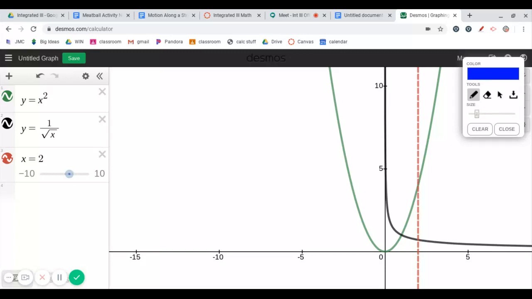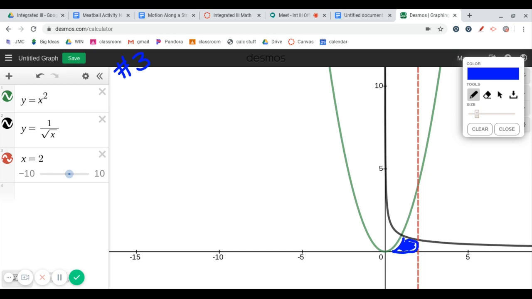Everybody, this is a video solution for number 3 in the volumes practice. So we are looking to rotate the region bounded by y equals x squared, this green line, and y equals 1 over the square root of x, which is this black line, from 0 to 2. That's why I have this dotted red line. That's x equals 2. So we're going to rotate this region right here around the x-axis and then find the volume of the solid created.